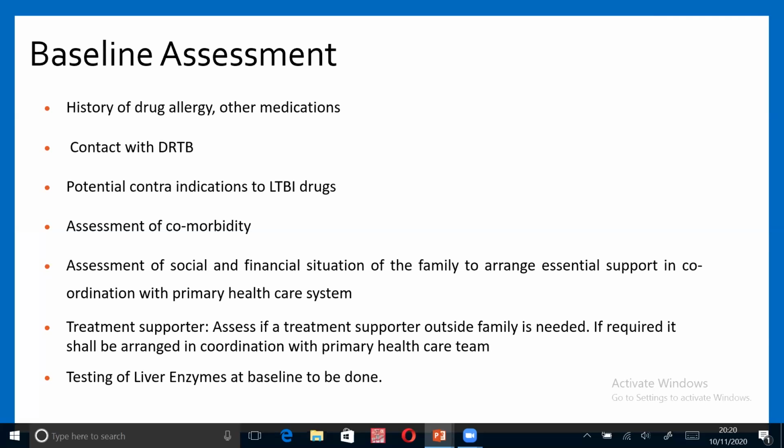We definitely know that we are going to deal with a section who may be financially and socially insecure. So we have to assess the social and financial situation of the family to arrange for any support in coordination with the PHC. Sitting in a tertiary care center, we should put in an effort to look into that. As with TB treatment, usually a family member is the DOTS provider. In children, it is usually the parents who give the drug. In case we assess that it is not going to be okay, then a treatment supporter outside the family may be given, and that should be arranged in coordination with the primary healthcare team.